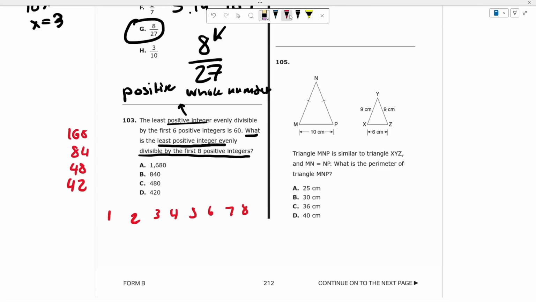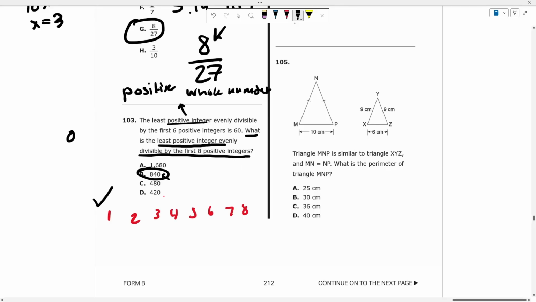The only reason why it has to end in 0 is because of the 5, right? 5 can divide into anything that ends in 0. So now we just need to see which one of these values contains everything that we can divide into. And the correct answer here was actually going to be choice B, 840. 1 divides into everything, so we're good. 2 divides into everything with an even end, okay?